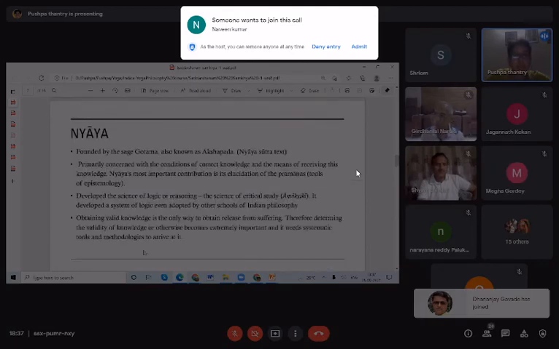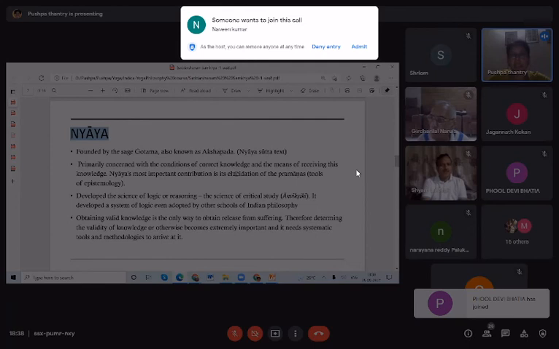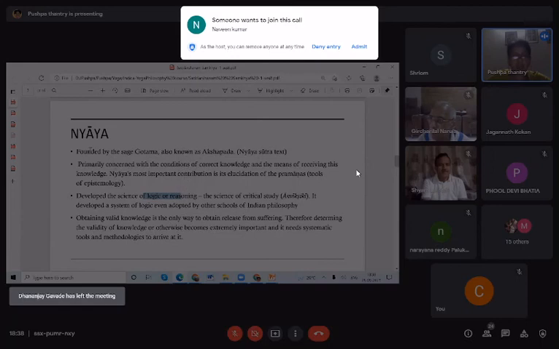Right. So here again, in the guidebook, they have given very little definition of what each of these is. But at least you need to know who the founders are. Nyaya was from Gautama, and the Nyaya Sutra is the text primarily concerned with the conditions of correct knowledge, logic and reasoning. So this much you need to remember: logic and reasoning is what is found in the Nyaya Sutra.